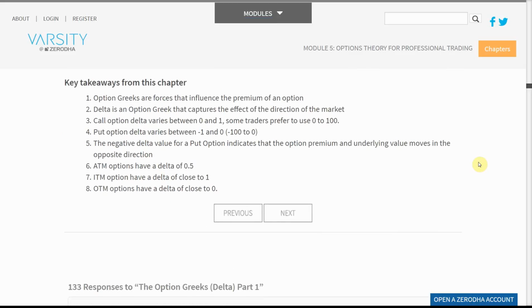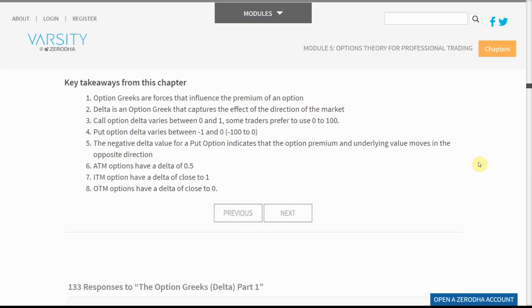Key takeaways from this chapter. Option Greeks are forces that influence the premium of an option. Delta is an option Greek that captures the effect of the direction of the market. Call option delta varies between 0 and 1. Some traders prefer to use 0 to 100. Put option delta varies between -1 and 0, or -100 to 0. The negative delta value for a put option indicates that the option premium and underlying value move in the opposite direction. ATM options have a delta of 0.5.